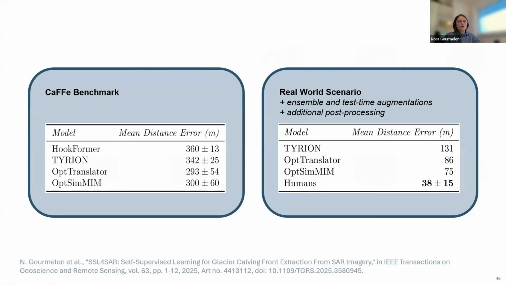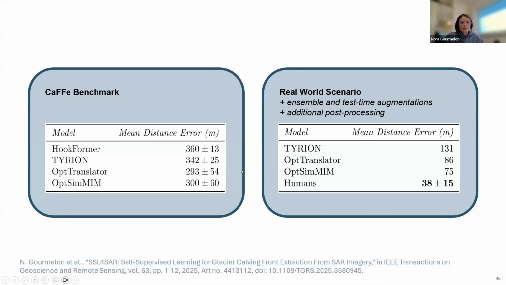Okay, let's go into the quantitative results. On the left, we have the results on the CaFFe benchmark with the HookFormer with 360 meters mean distance error, and then Tyrion that improves on that, and then both of the pre-training schemes improve on only Tyrion even further. So the difference actually is bigger with the pre-training than just the new architecture.